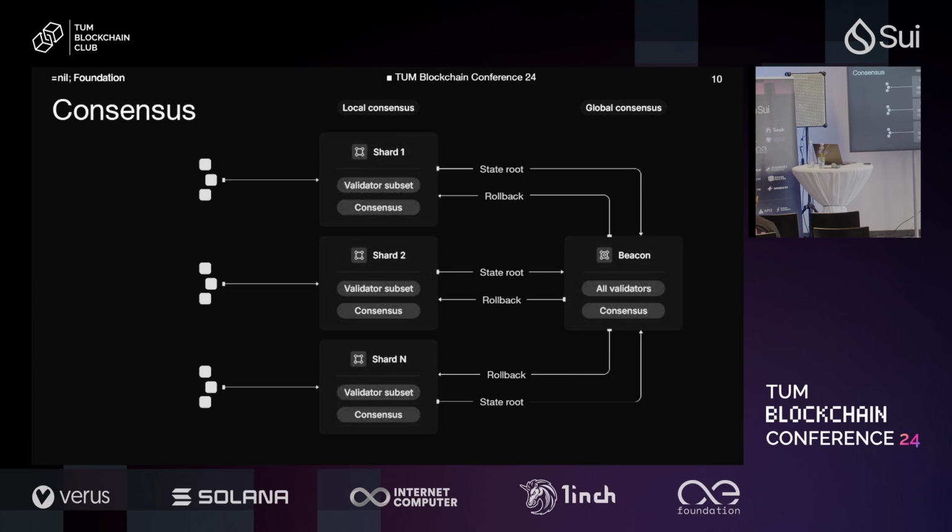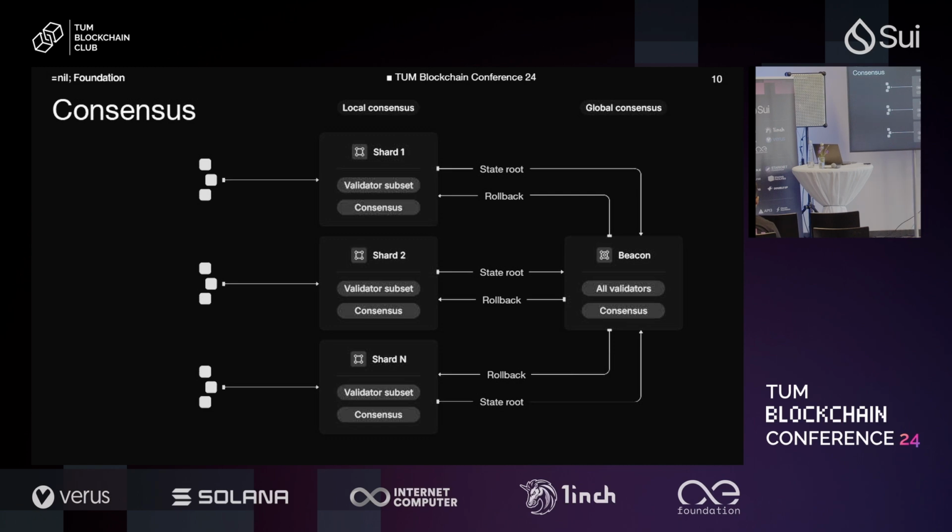And second, all validators will validate the beacon shard. That's why you can use, for example, a more relaxed consensus solution. For example, for local consensus, we use HotStuff 1, while for the beacon we use HotStuff 2. And with this simple combination, we can achieve better properties for the whole system. And again, the beacon shard is the one that is responsible for the security of the system.